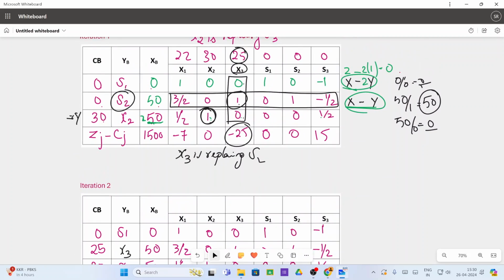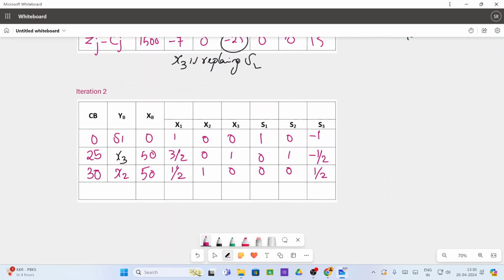So Cj values are 22, 30 and 25. The other values are 0, 0 and 0. So now we need to find out the Zj minus Cj values, the same formula. When you do this, the value is going to be 2750. If you multiply 0 into 0, 25 into 50, 30 into 50, the value is 2750.